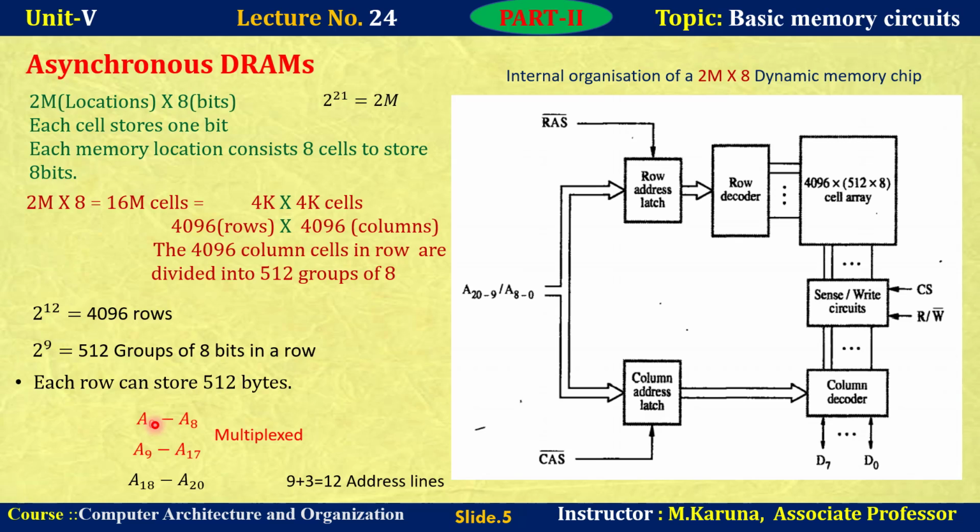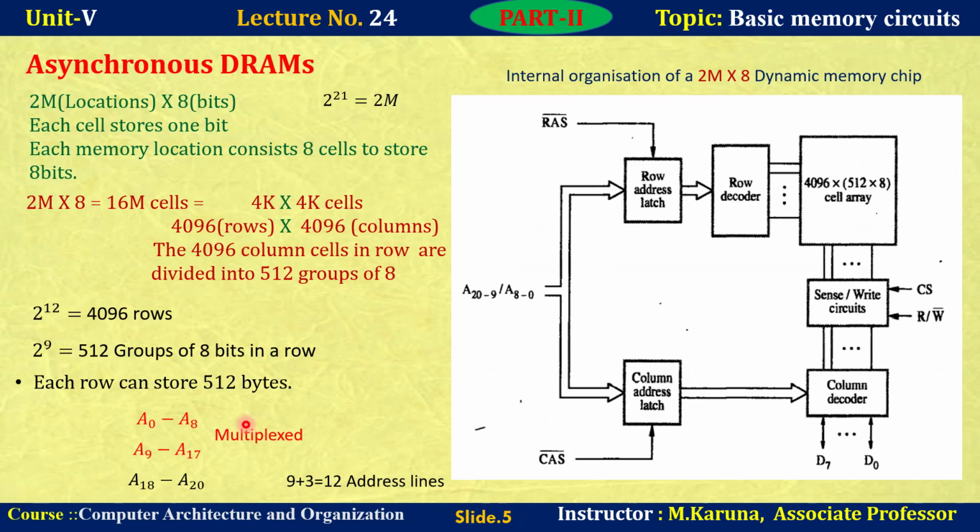address lines. The same 9 lines can be used to transfer the address of the column at one time, and the same address lines can be used to transfer the row address at another time. Okay, so that's how these two can be multiplexed to transmit 9 address bits. The rest of the address lines, 18 to 20, means 3. So this 9 plus 3 equals 12 address lines.